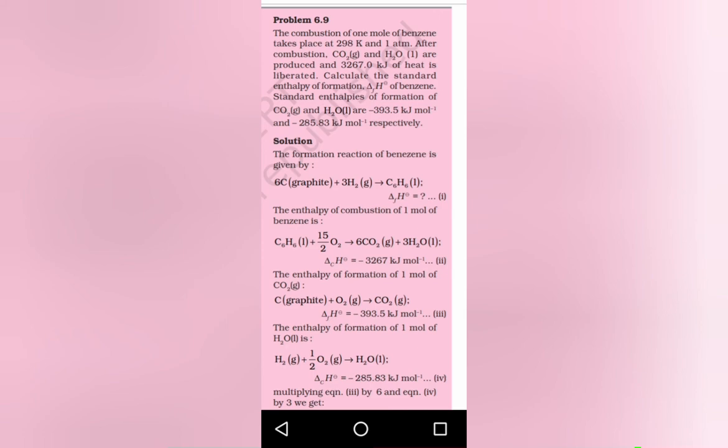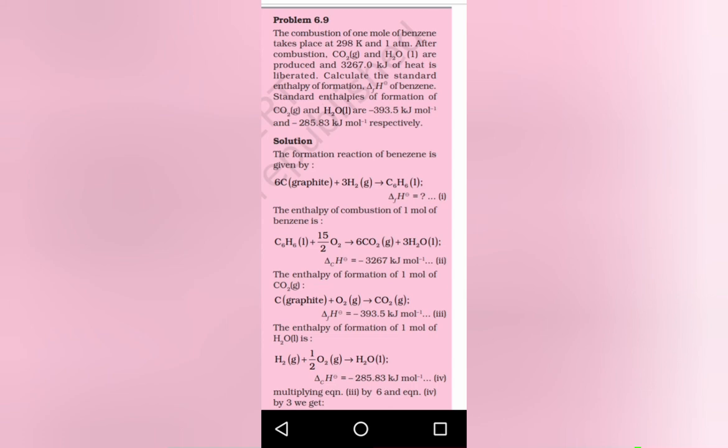Benzene formula is C6H6. According to the definition for enthalpy of formation, 1 mole of benzene has to be formed. So the equation must be 6C plus 3H2 gives C6H6. Okay, what is the enthalpy of formation of that? That is what we have to calculate, delta fH0. And what data are given?